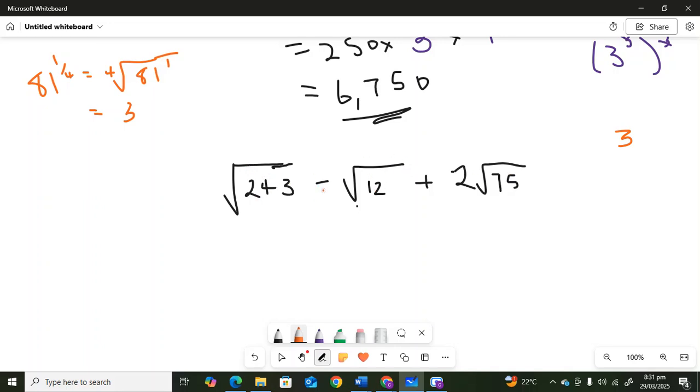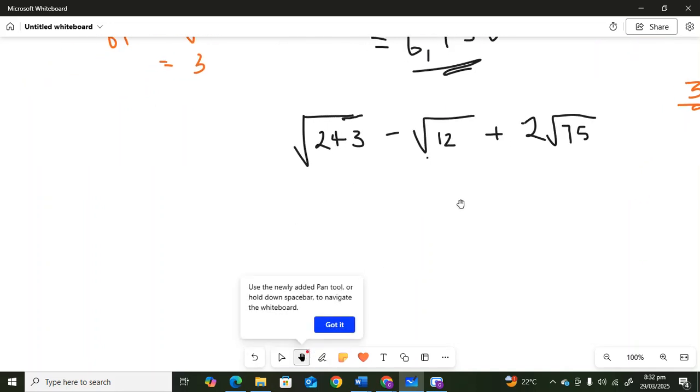Okay, so we have to first simplify these roots. Once we have a 3 in each of these roots, then we can add them or subtract them. But the way they are, you can't add or subtract. They all have to have the same number here. So the smallest common factor is 3. Okay, so let's start with 243. Let's break it down first.